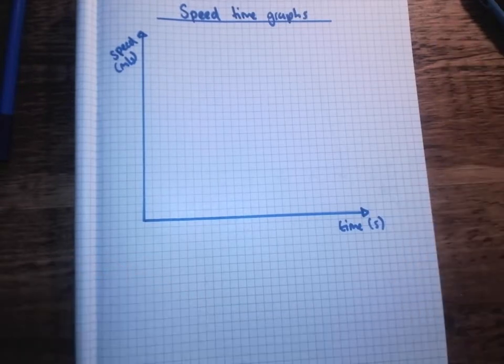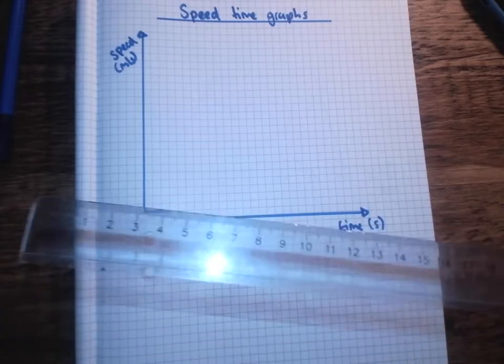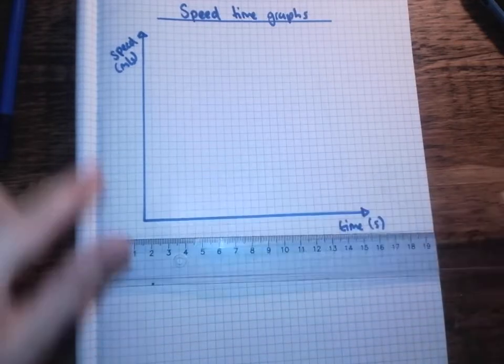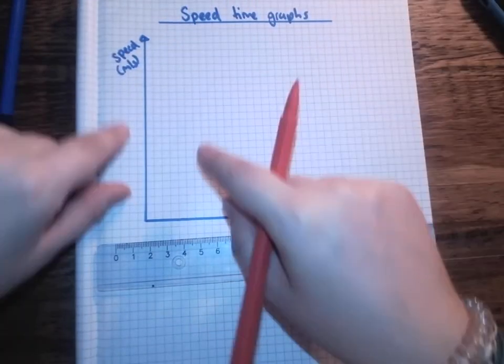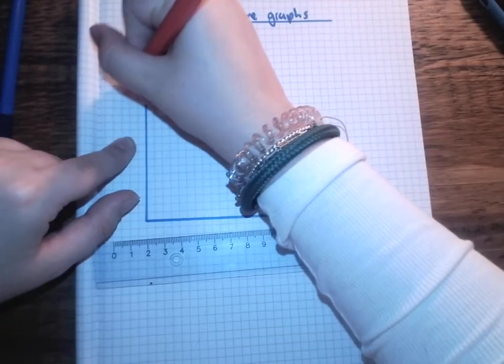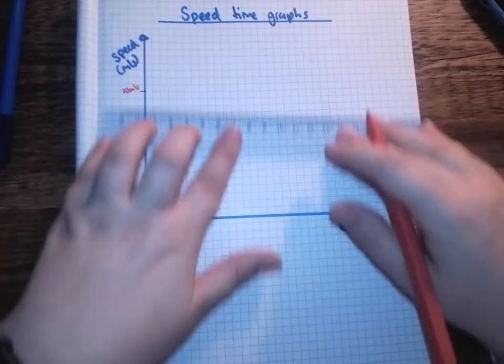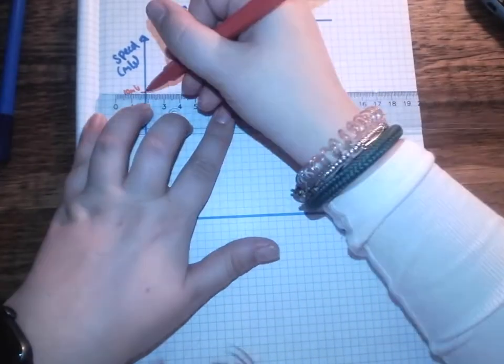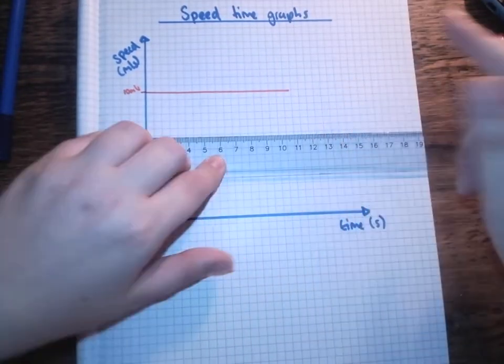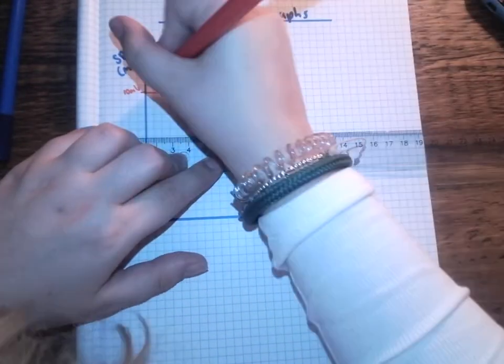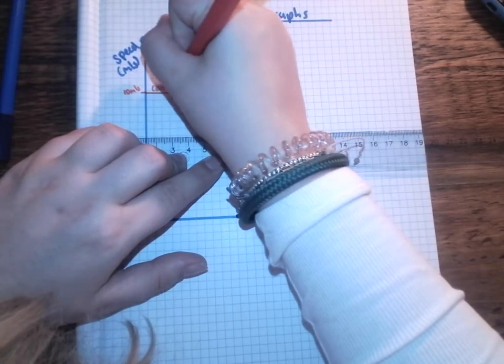So with a speed time graph, if something is traveling at a constant speed, that means that it's always going to be at the same speed. Okay, so let's say it was at something like 10 meters per second, it would constantly be traveling at 10 meters per second. So we would get a flat horizontal line. So a flat horizontal line means a constant speed.